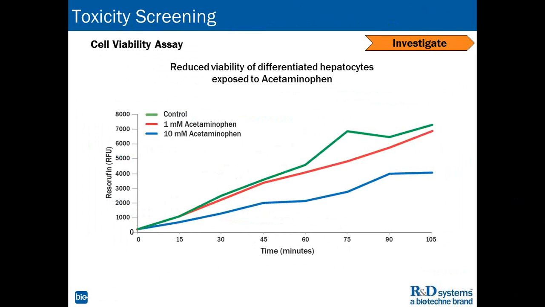Additionally, as another example, we can look at cell viability in hepatocytes using a similar redox dye assay, and we can treat the cells with different doses of acetaminophen, and we're able to detect a dose-responsive decrease in viability after exposure to this drug.